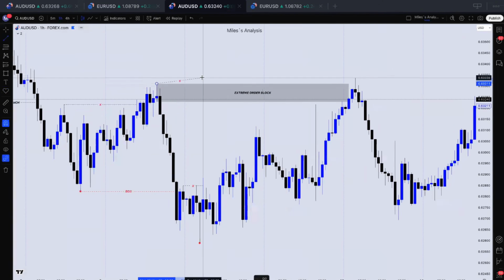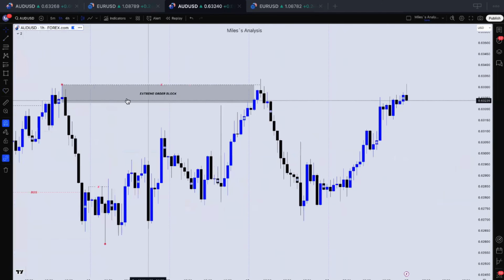Which it did in this scenario, right? And this became a valid higher low. So what happens now is, if you see price taking out liquidity on top of this extreme order block, we can look for this single candle order block, and once it's created, you can take a short entry on its mitigation, and your entry will be somewhere here.